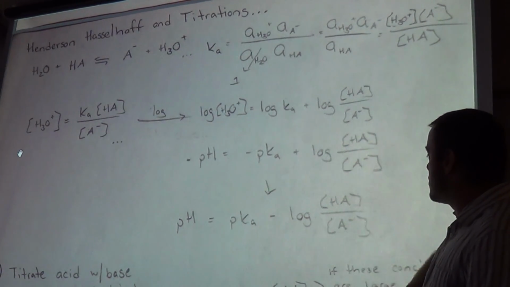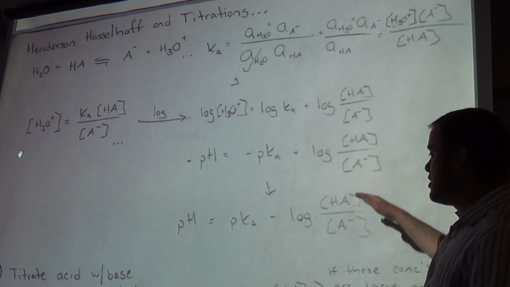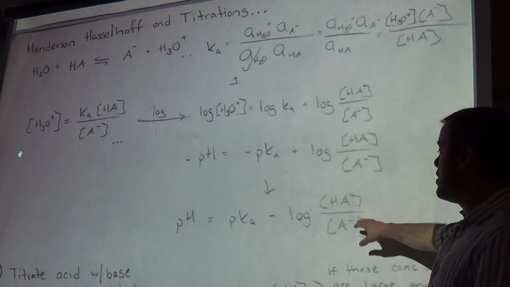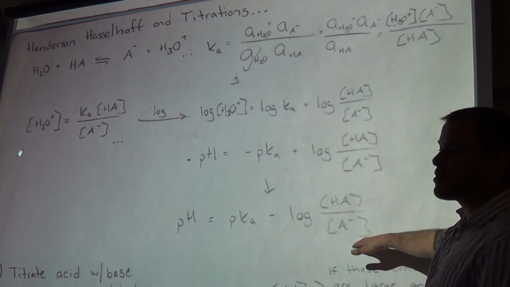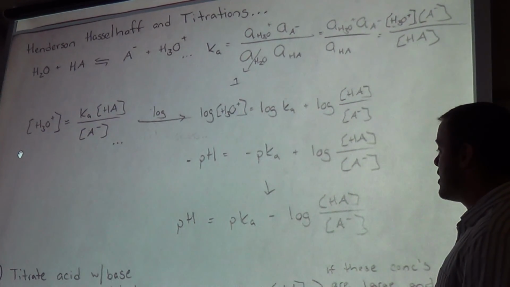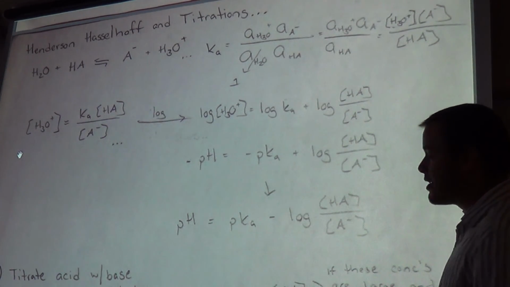So if this ratio is greater than 1, you get a lower pH. If this ratio is less than 1, you get a larger pH, which is the behavior that we expect.